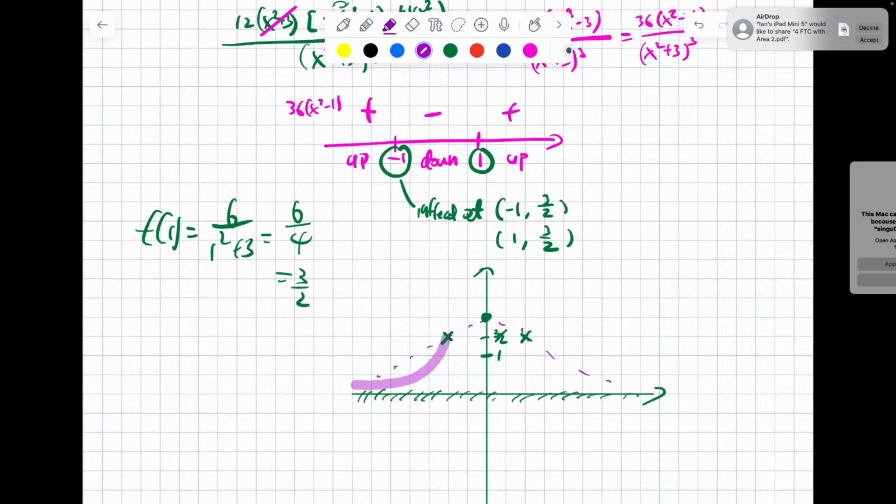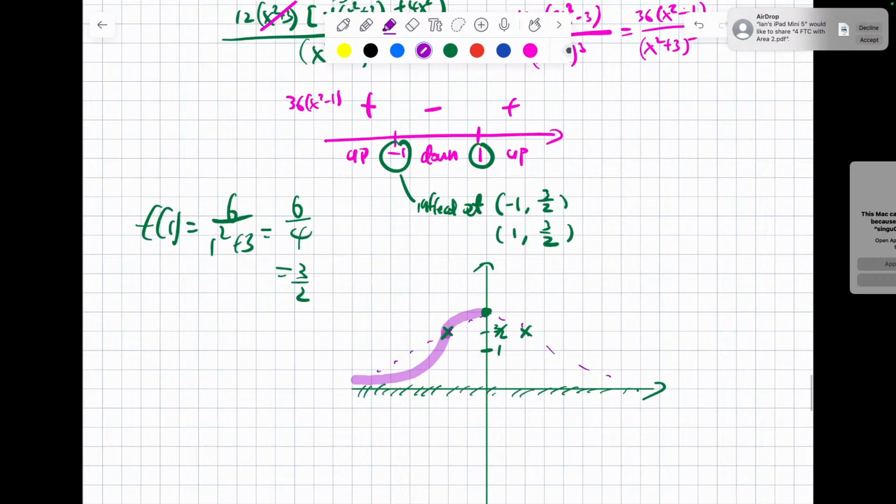Is that okay? After you go through the cross mark, it's going to change your concavity. There's a cross mark, an inflection point. So it changes to concave down, and after that, it's going to be concave up. And there's an asymptote, so it plateaus into that. So that's what's hard.